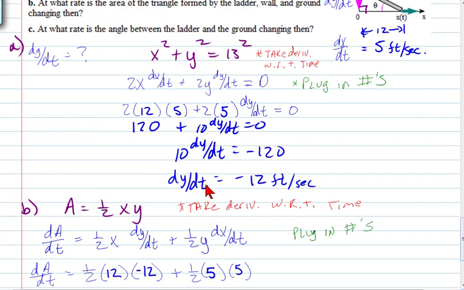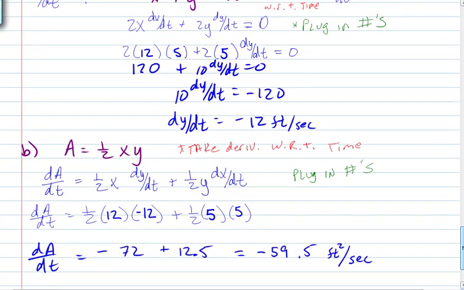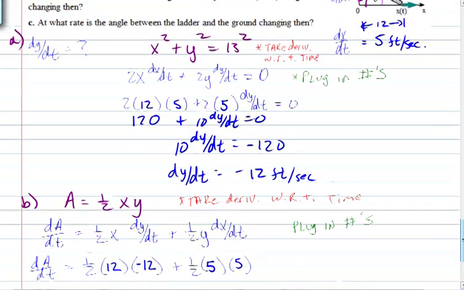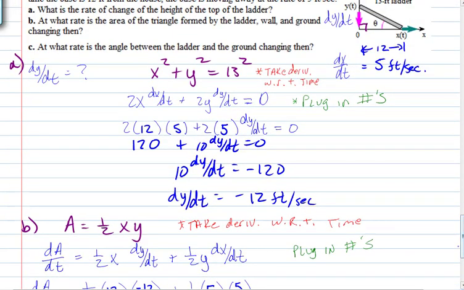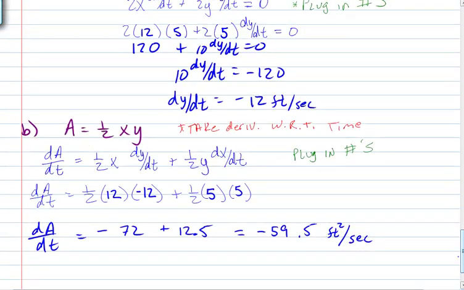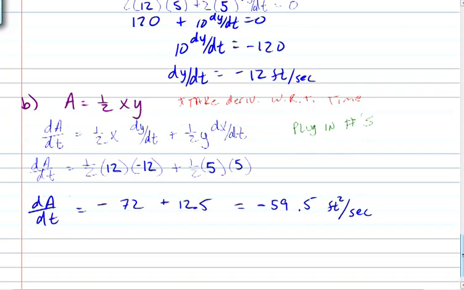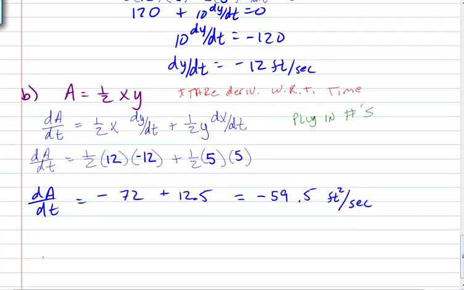Why is it negative 12? It's what we found in part A. Yeah, we needed to know that before we could do part B. All right. So this triangle is getting smaller at a rate of about 60 square feet per second. I don't know why you would want to know that, but there you go.